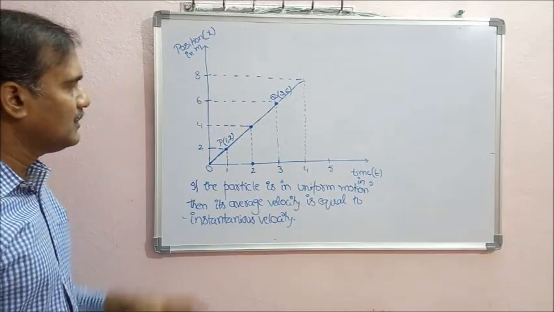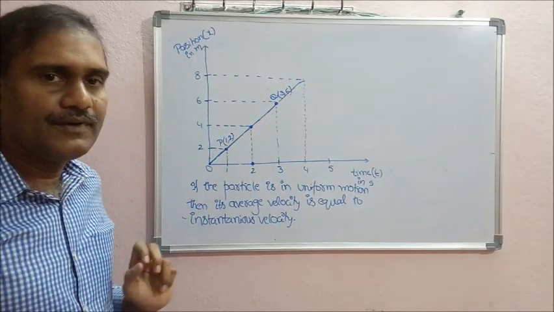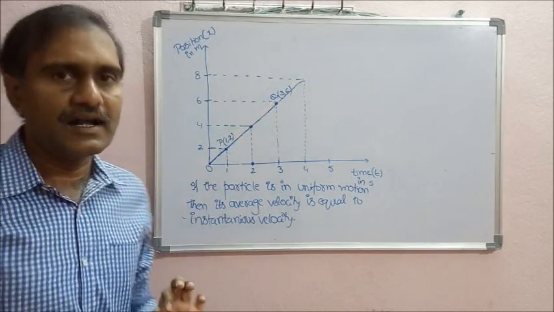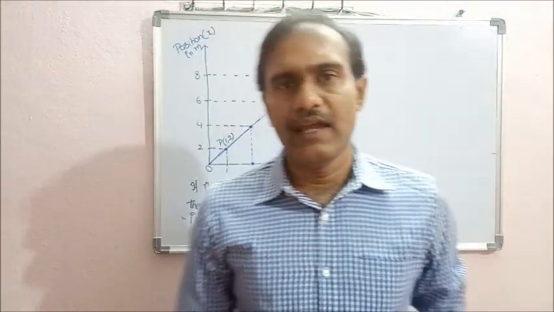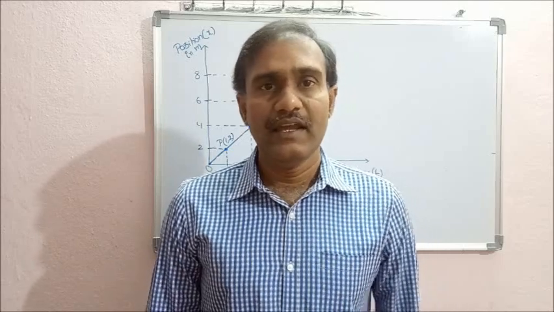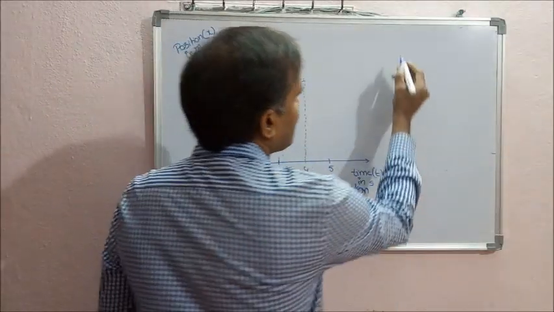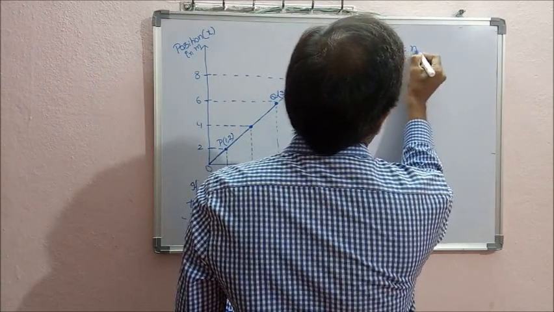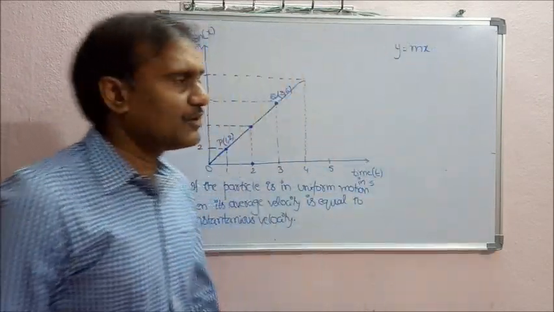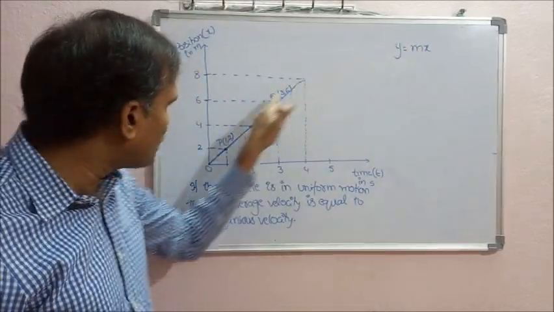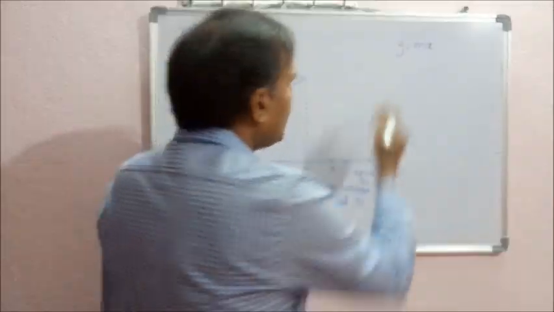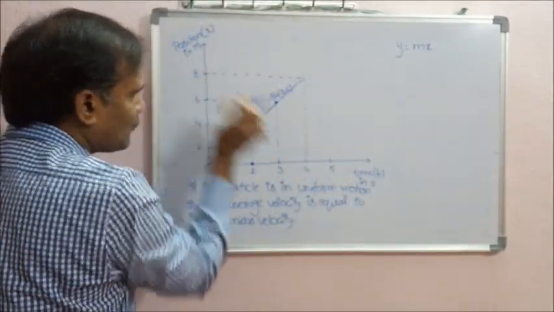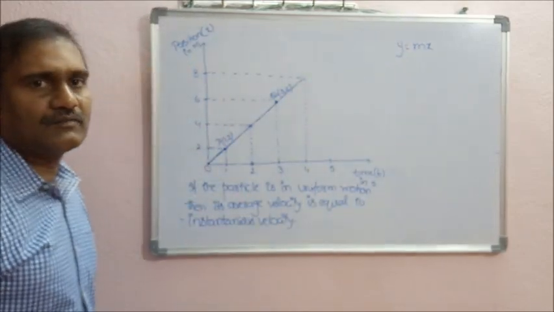Now here, what is this graph? A straight line passing through the origin. According to coordinate geometry, a straight line passing through the origin can be represented as y is equal to mx. What does that equation show? A straight line which is passing through the origin. Now you can compare these quantities with respect to this equation.